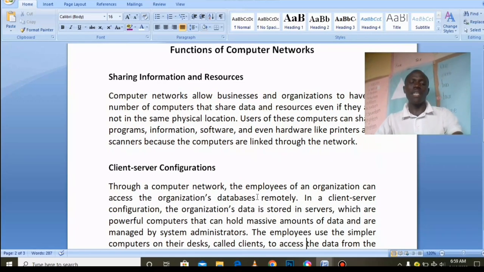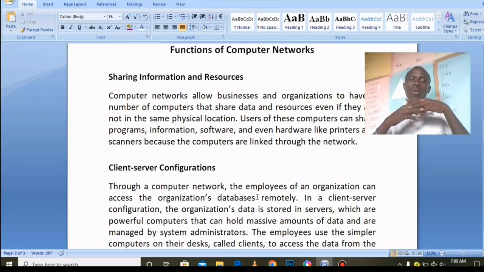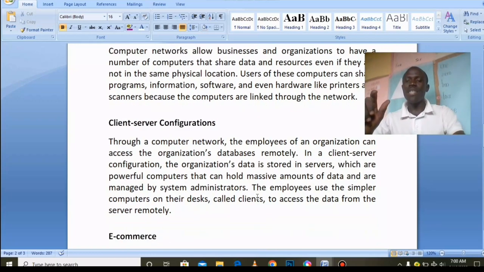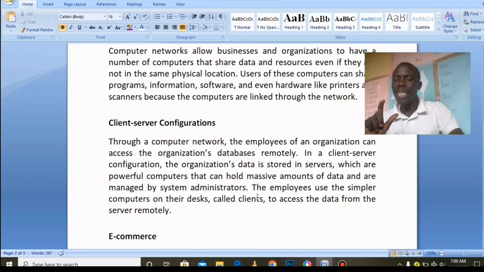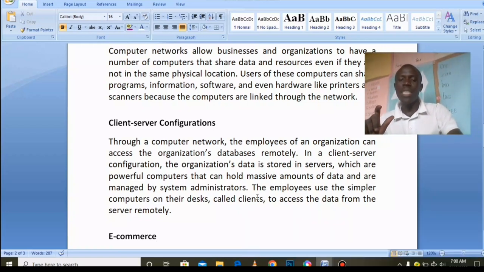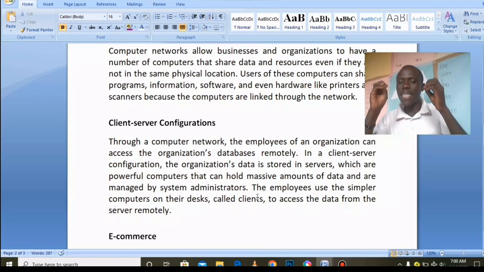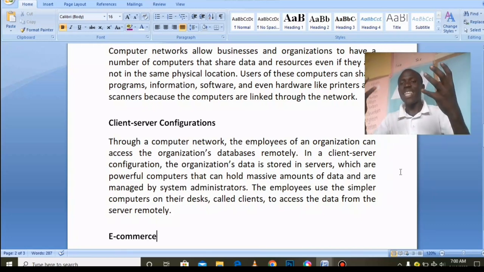The second one is client-server configurations. Through a computer network, the employees of an organization can access the organization's database remotely. In a client-server configuration, the organization data is stored in servers, which are powerful computers that can hold massive amounts of data and are managed by system administrators. The employees use the simpler computers on their desks called clients to access the data from the server remotely. So I think you are picking up something.